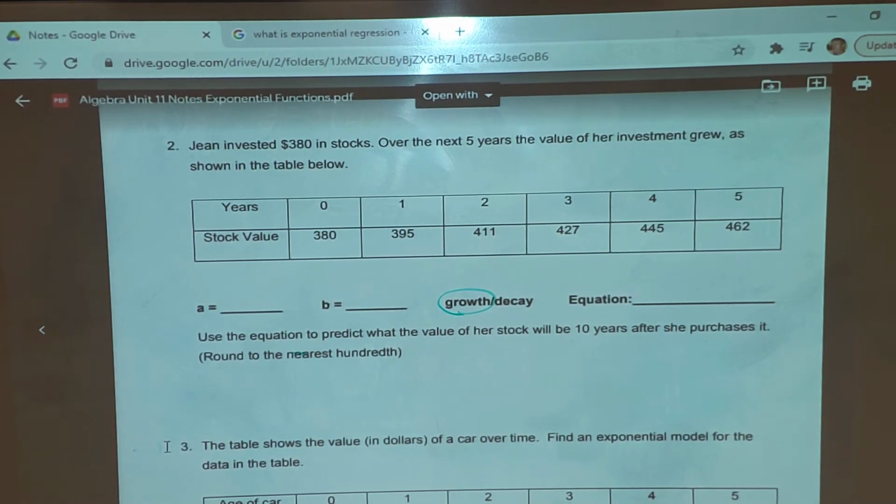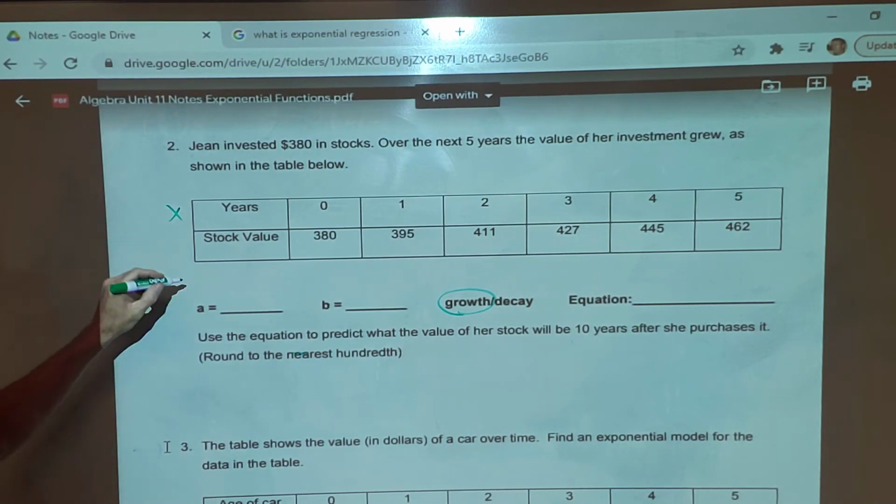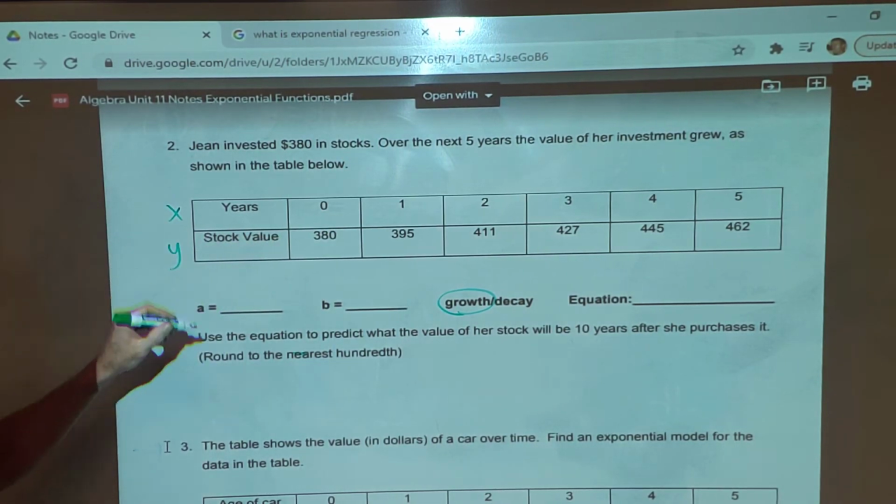Okay, if we are putting this in a calculator again, stat, edit, so we hit enter, it's already on edit. We enter our x values for the years in L1.